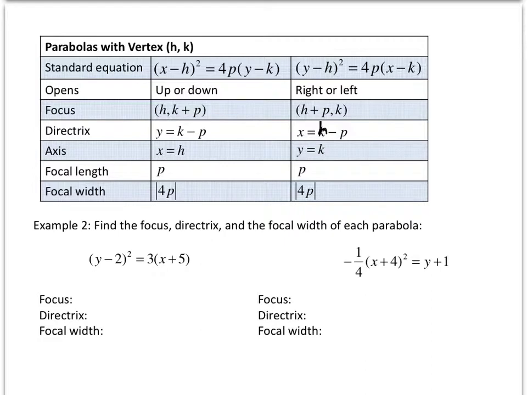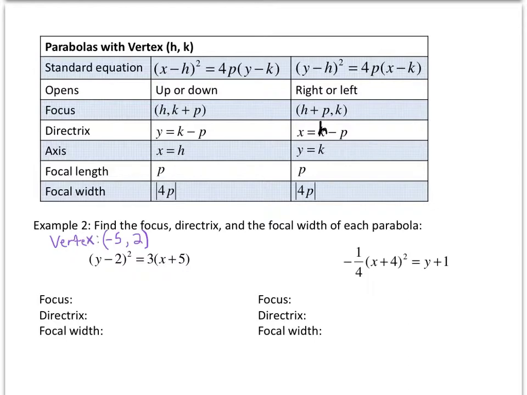So let's again find the focus, directrix, and the focal width of each parabola. And actually the first thing we need to do is find the vertex. This first problem on the left looks like the second column, where x is the variable that's not squared. Our vertex, the value attached to y is 2. Well, it's negative 2, but we switch it to positive 2. The value attached to x is 5, so we switch it to negative 5. So our vertex, which is going to come in handy here, is (negative 5, 2).